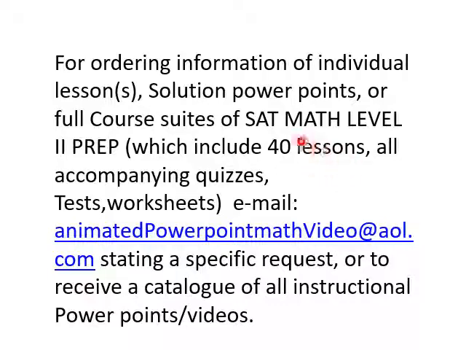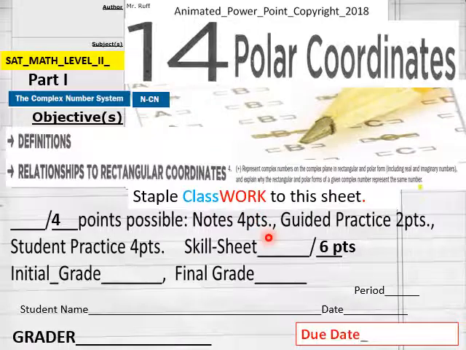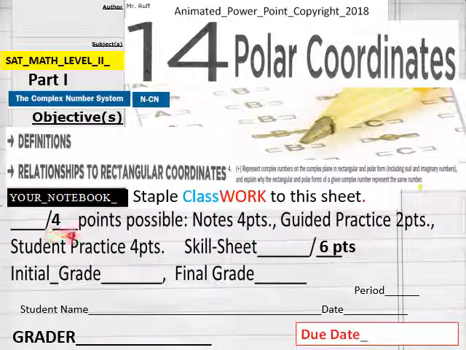Hello everybody, we're getting ready to do lesson 14 of SAT Math Level 2 Prep. For today's lesson, you've got 4 points here on your notebook guide, and 6 points will go into your classwork sheet. Lesson 14 is about polar coordinates, definitions and relationships to rectangular coordinates. Name, date, period for students in my classroom, and due date here for onliners and homeschoolers.